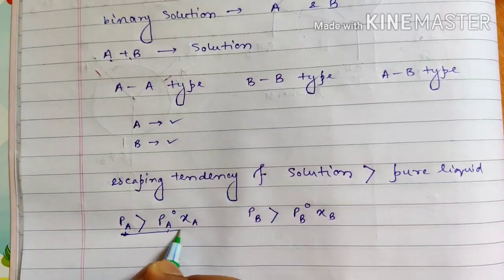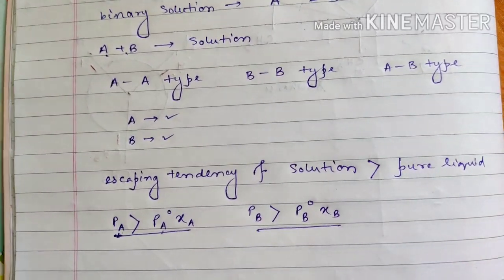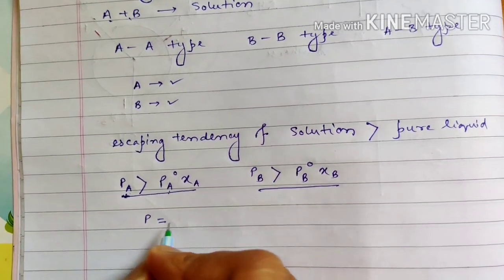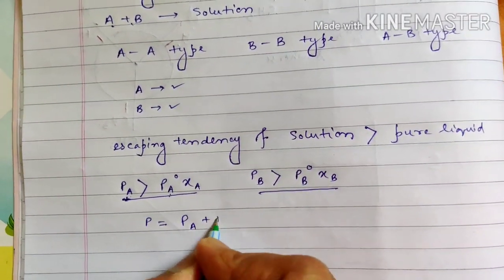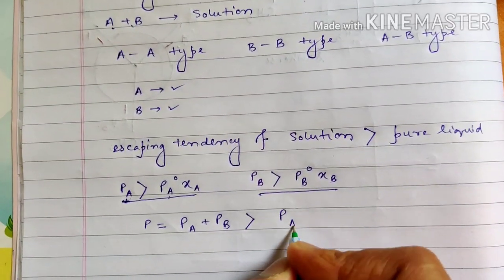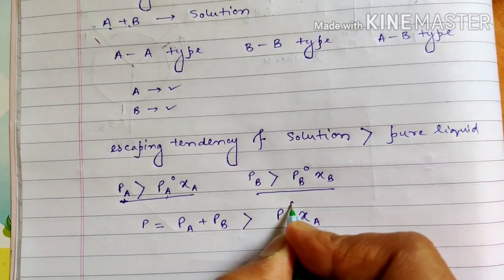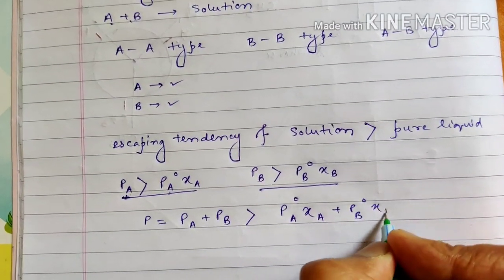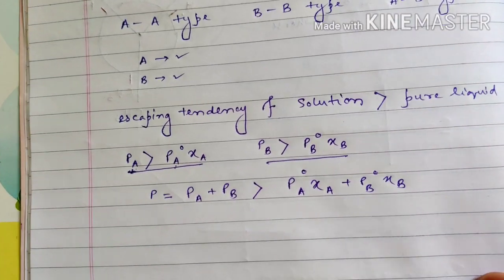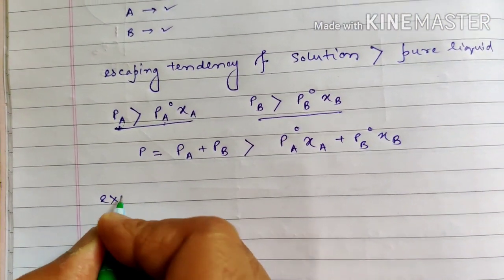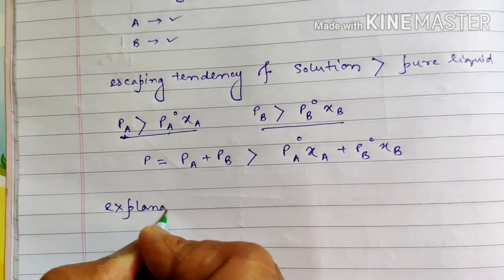What we can already see is a deviation from Raoult's law. So P equal to PA plus PB will always be greater than PA0 into XA plus PB0 into XB. In which case can it happen? Let us see the explanation of it.